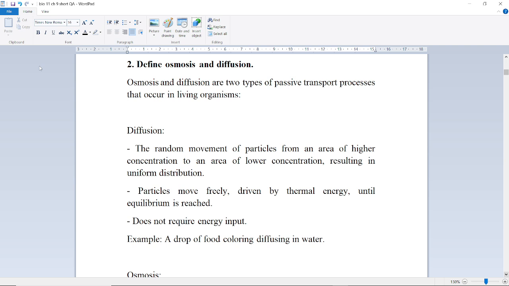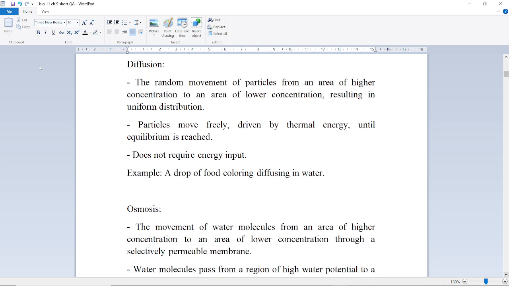Osmosis and diffusion are two types of passive transport that occur in living organisms. First of all, we see what is diffusion. The random movement of particles from area of higher concentration to area of lower concentration, resulting in uniform distribution. Particles move freely, driven by thermal energy until equilibrium is reached. Does not require energy. Example, a drop of food coloring diffusing in water.